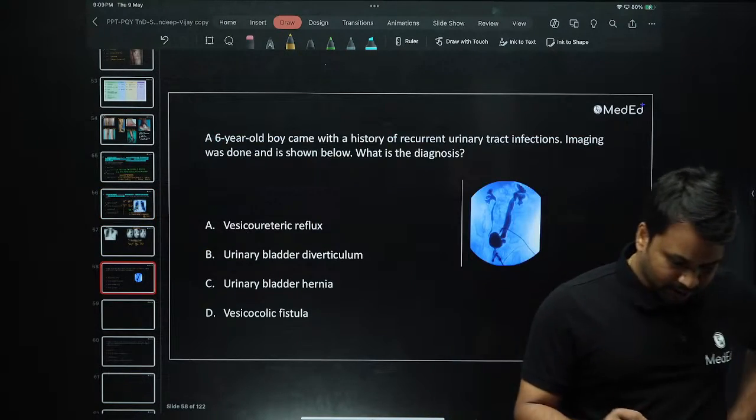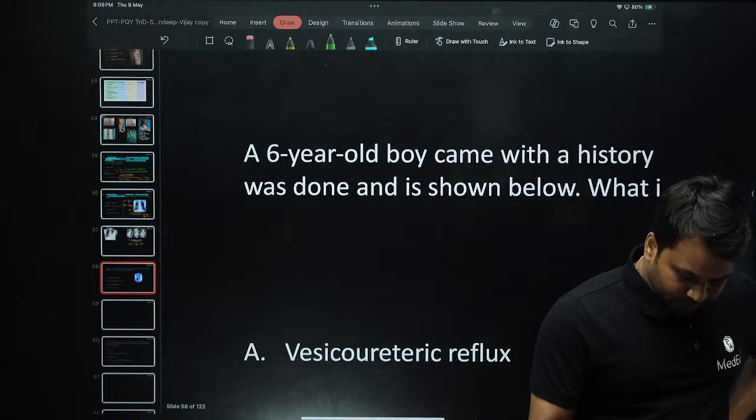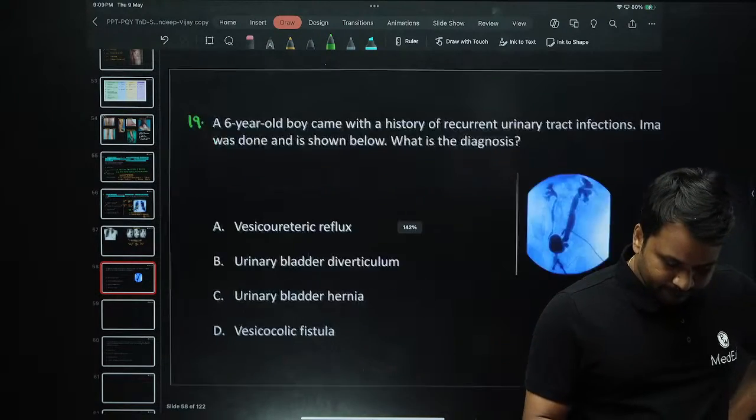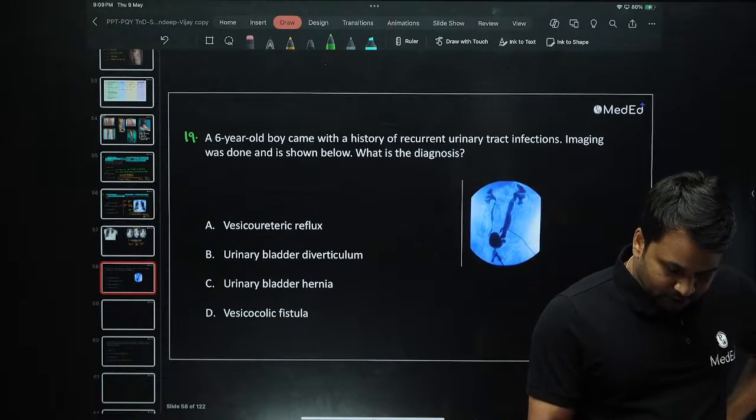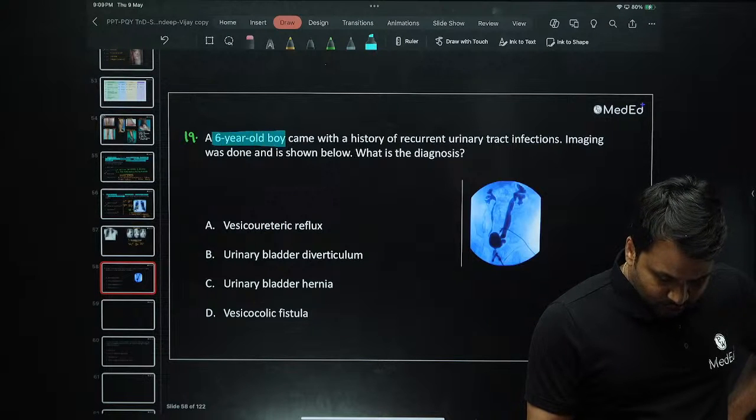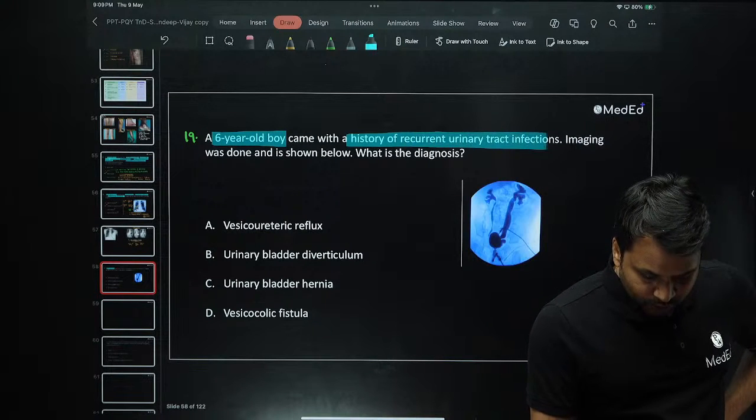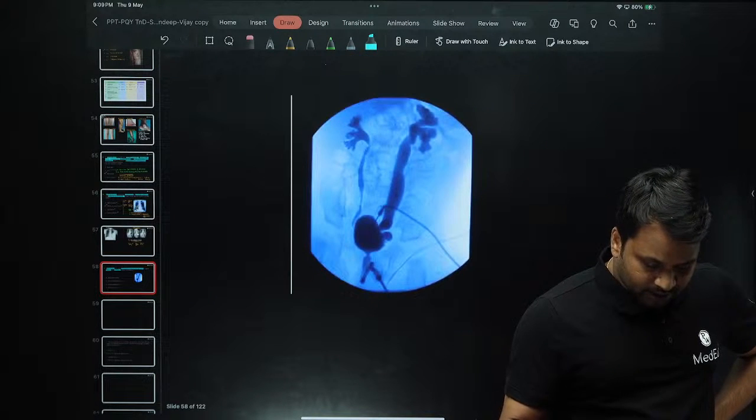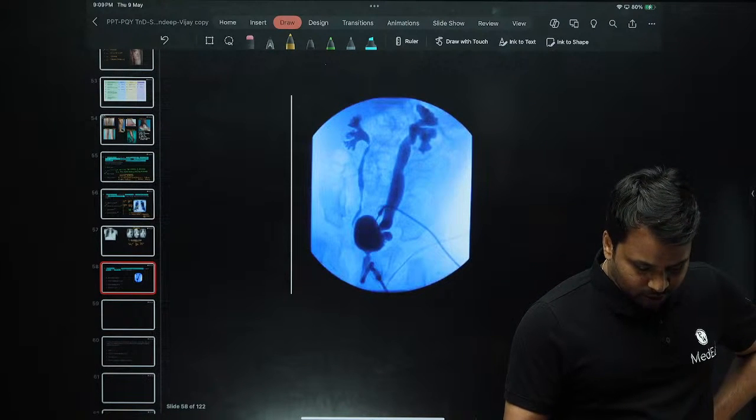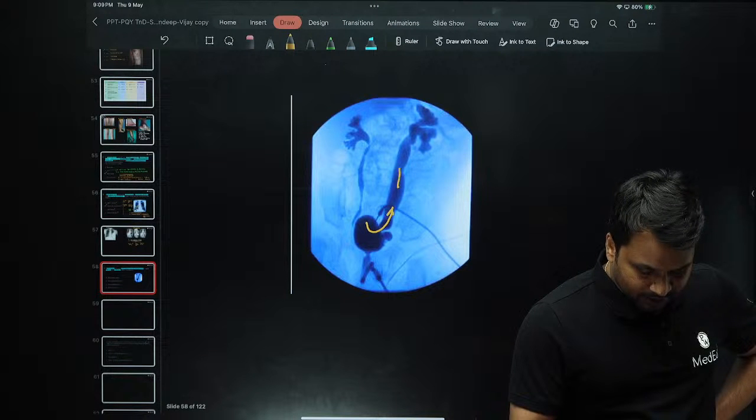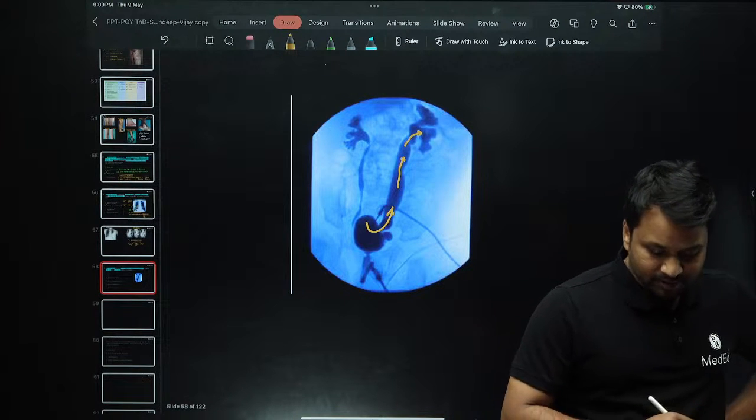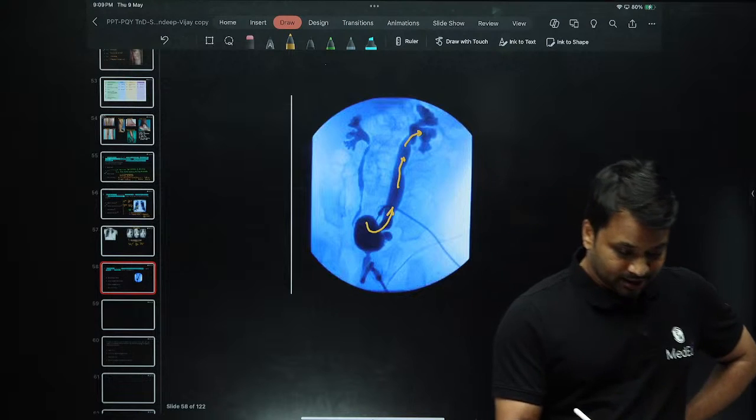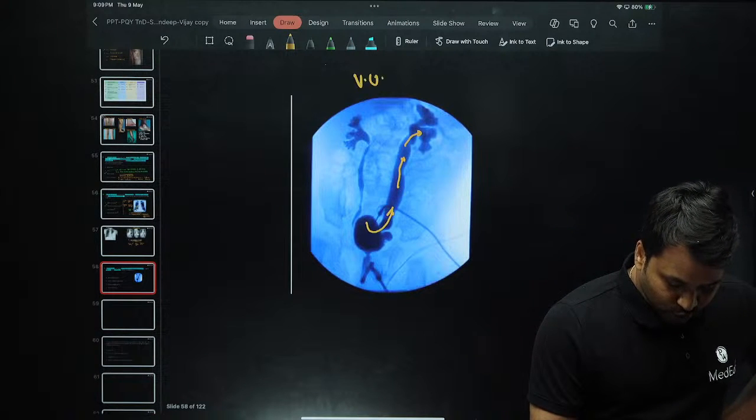Moving to question number 19. So what do we have in question number 19? I have a 6-year-old boy. History of recurrent UTI. Imaging was done, shown below. What is this? Now I can see a dilated ureter. That is only possible if the urine is refluxing back and it is going all the way to the pelvicalyceal system and getting blunted and dilated. This is a case of VUR.